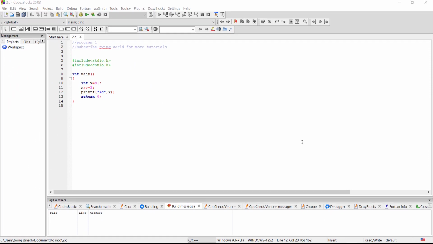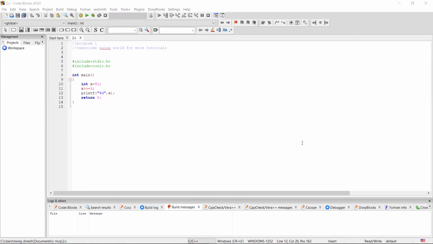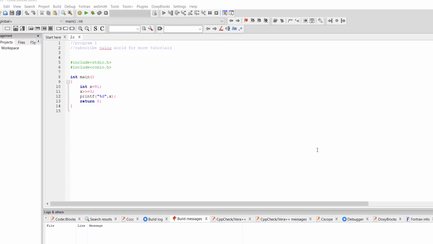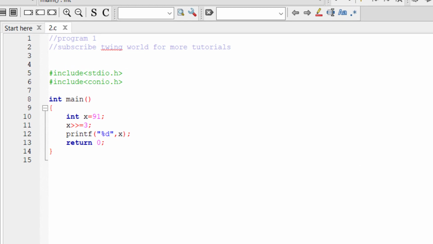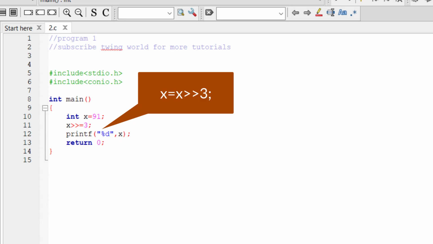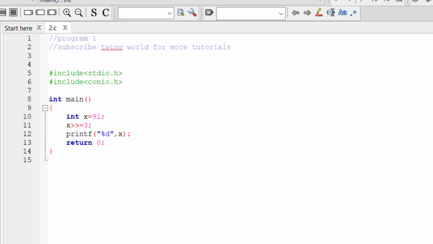So here the first line of the main function is, I hope everyone knows, x is initialized as 91, and the second line is x right shift equal to 3. It is nothing but x equal to x right shift 3. So it is a right shift bitwise operator. I will tell you the simple secret to solve this bitwise operator.